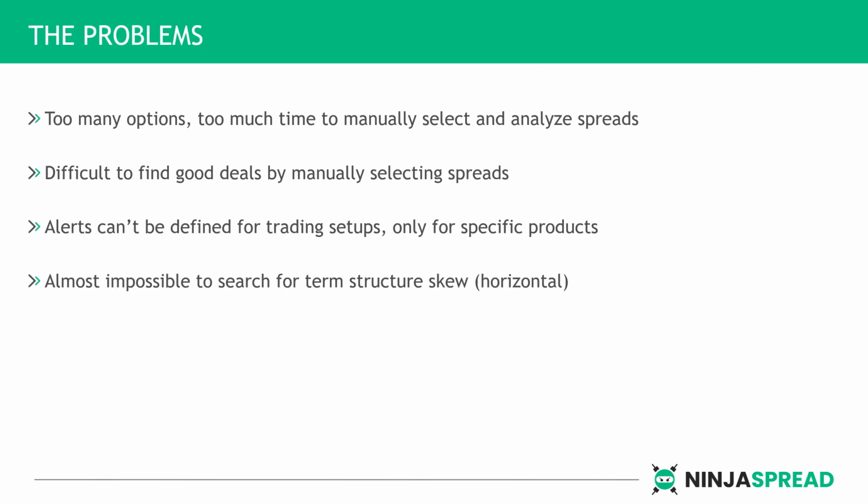On the regular platforms, there is no way to search for horizontal skews like in calendar or diagonal spreads. I wanted to have a tool that helped me analyze the term structure to find some edge in horizontal skew. Also, it's pretty time consuming to compare different spreads, like what is better in a situation, a diagonal spread or a broken wing butterfly or whichever.